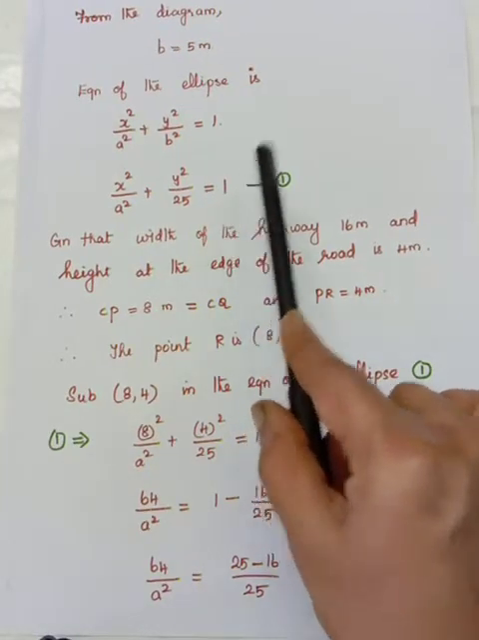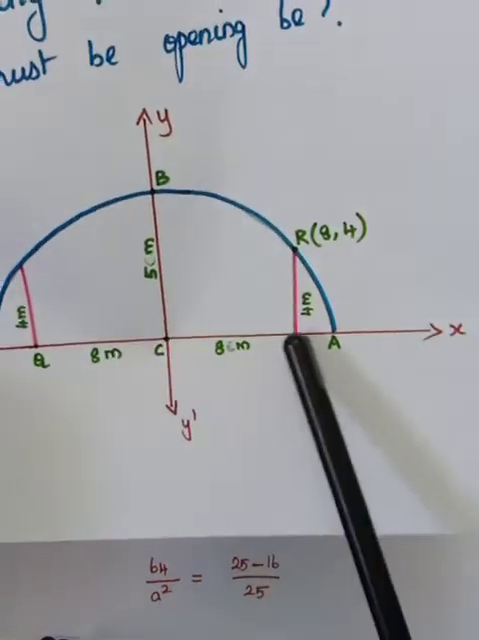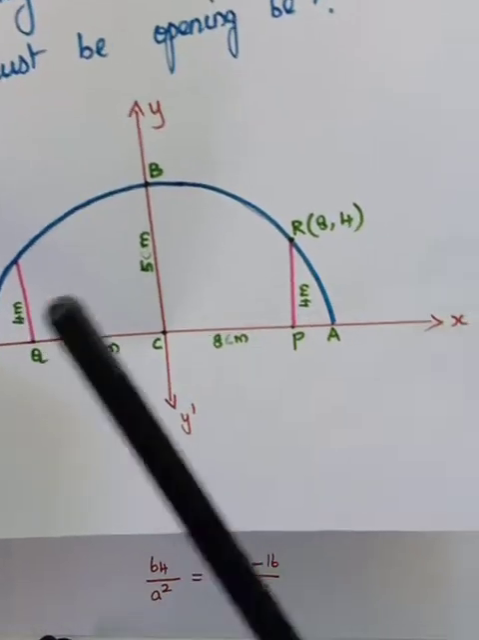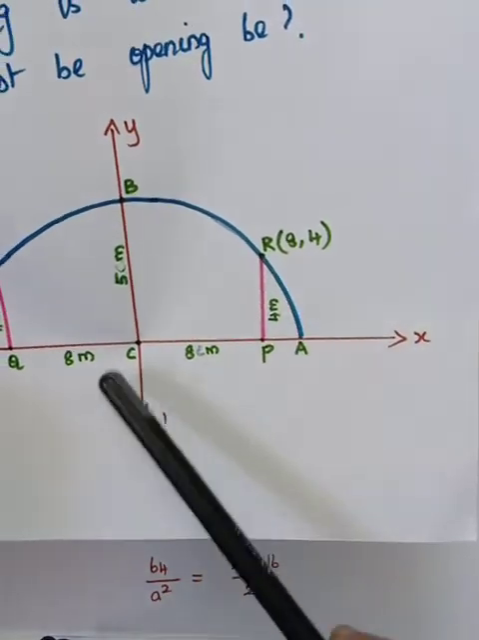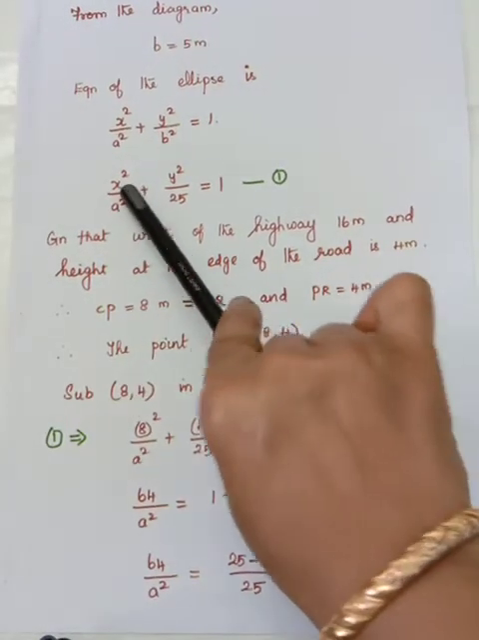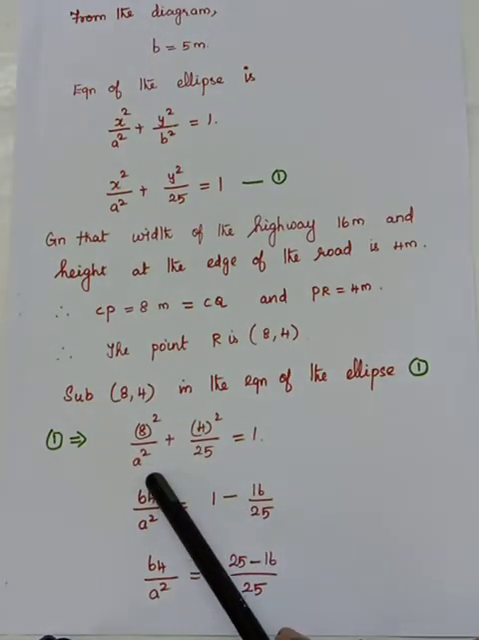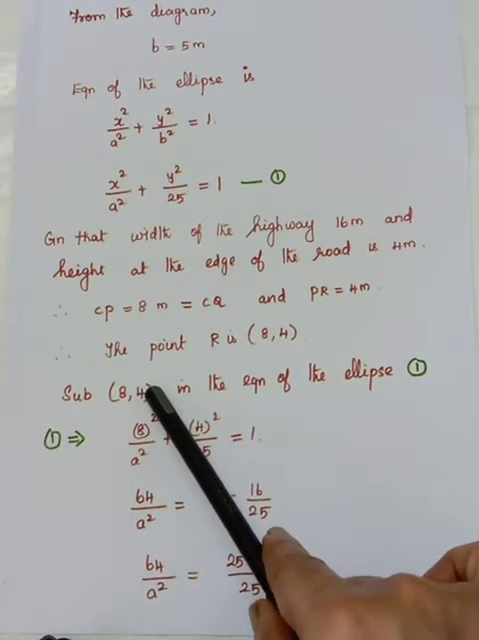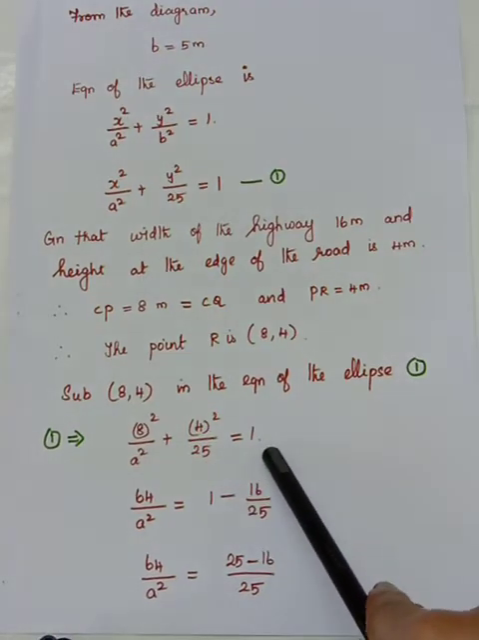Now here I already told you CP and CQ are equal to 8 meters, so you get the point R. What is R? It is (8, 4). That has to be substituted in the equation of the ellipse. In the place of x, you substitute 8, so 8 squared by a squared, plus in the place of y you have 4, so 4 squared by 25 is equal to 1.